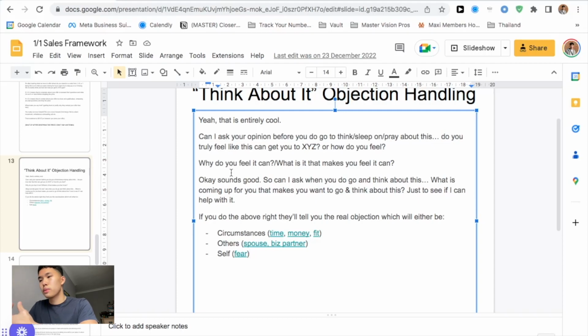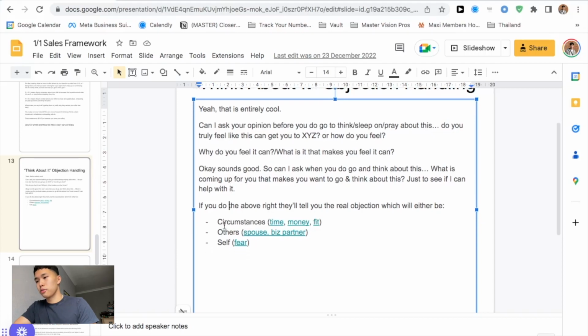So if they say that, just be like, "Yeah, of course, but what specifically makes you want to go think about it? Just to see if I can help you get some clarity on that, because you said you like what you heard and you think it can help you. I'm just curious, what is it exactly that you think is missing that makes you want to go think about it?" And then hopefully after a couple of times they'll actually tell you.